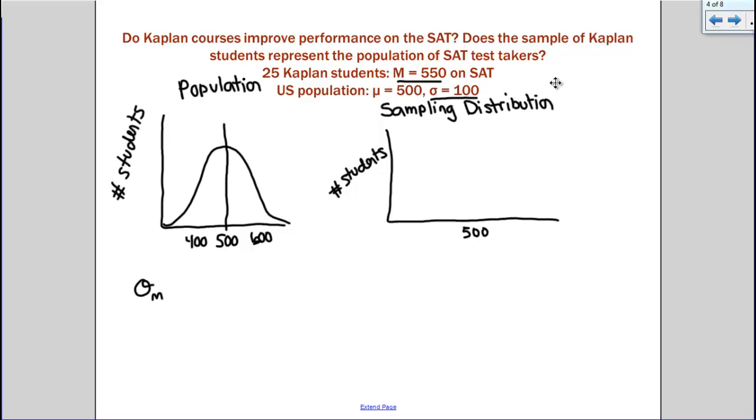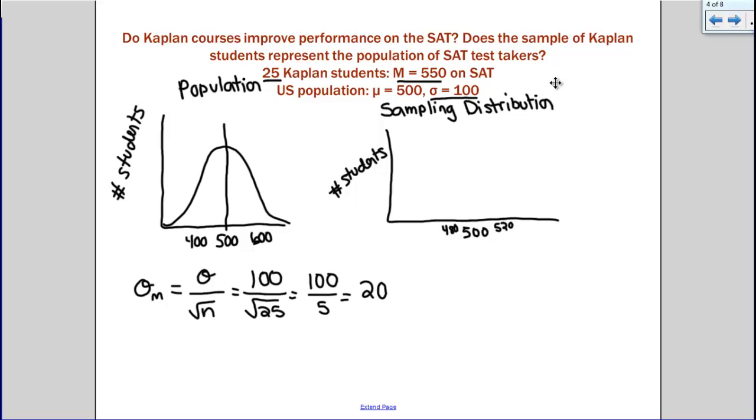So how far of a spread do we expect to see in our means of sample size 25? All right, standard deviation divided by the square root of the sample size. Population standard deviation is 100, and our sample size is 25. So this becomes 100 divided by 5, and you end up with 20 as your standard error. So now, when we're talking about the sampling distribution, we would expect our sample means to be anywhere between one standard error below, so 480, one above, 520.